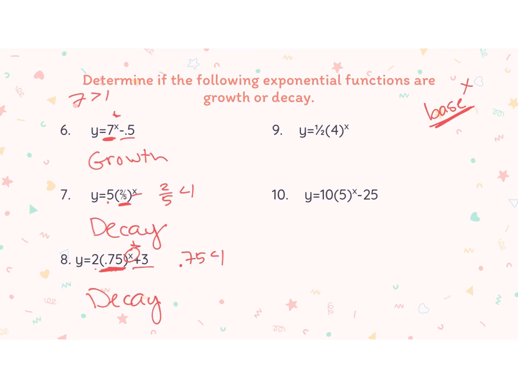In number 9, I have y equals 1/2 times 4 to the x power. 4 is the thing being raised to the x. 4 is greater than 1. I would call that growth. And then the last one, number 10, I have y equals 10 times 5 to the x power minus 25. Again, the number that's in question is the thing that's being raised to the x power. So 5 is greater than 1, which means that this is growth.